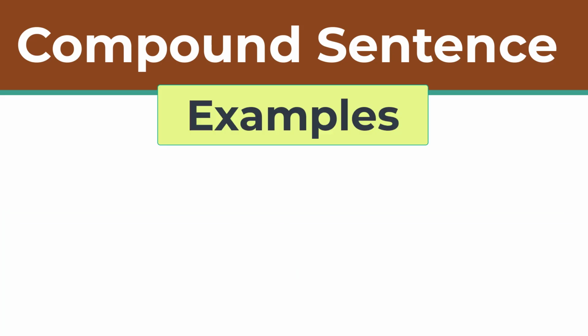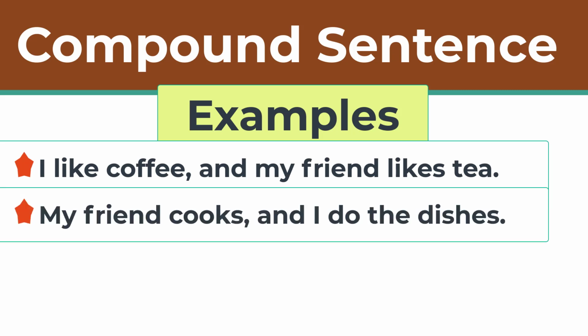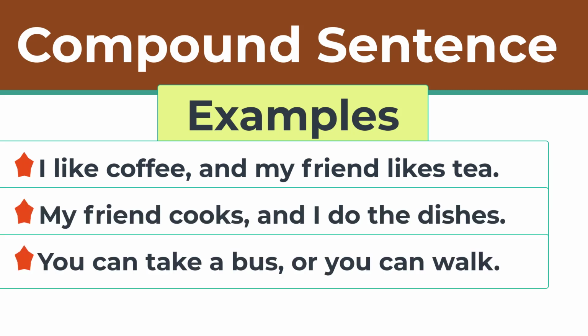Let's study more examples. I like coffee and my friend likes tea. My friend cooks and I do the dishes. You can take a bus or you can walk. These three sentences are compound sentences.